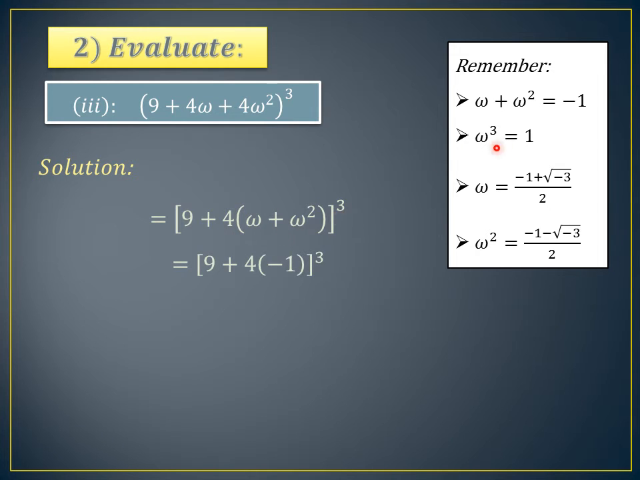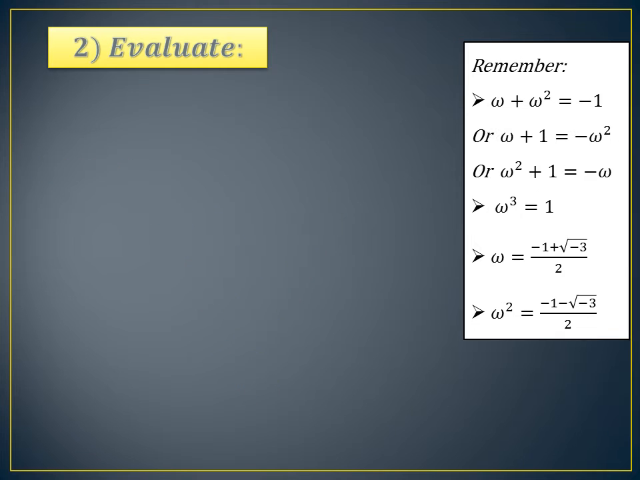Instead of omega plus omega square, again we have replaced it with minus 1. So 9 plus 4 into minus 1 will become 9 minus 4 and the power of 3. 9 minus 4 will become 5, and taking the cube of 5 we will get the answer 125. That is the answer because no further solution is possible here.